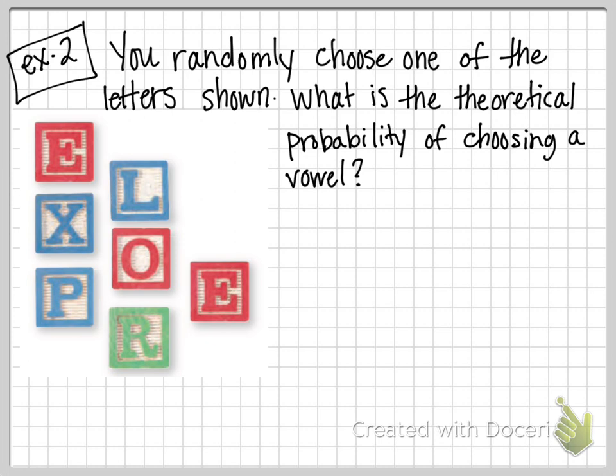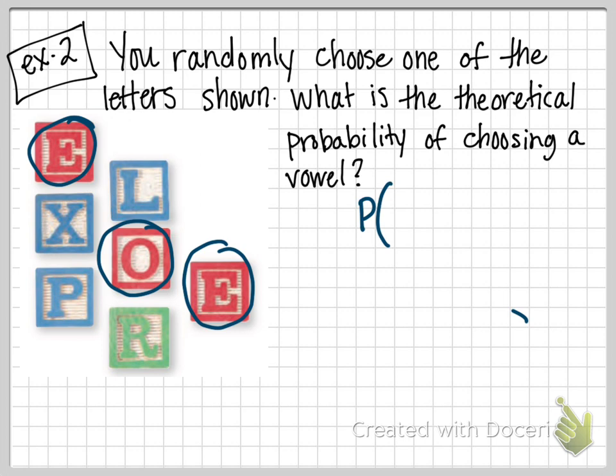This is basically what we were doing yesterday. Theoretical probability of choosing a vowel. What are the vowels in here? Noah? Yep, okay, so there are 3 vowels out of a total of 1, 2, 3, 4, 5, 6, 7 letters. So the theoretical probability, we write like this. Probability of, what are we looking for?